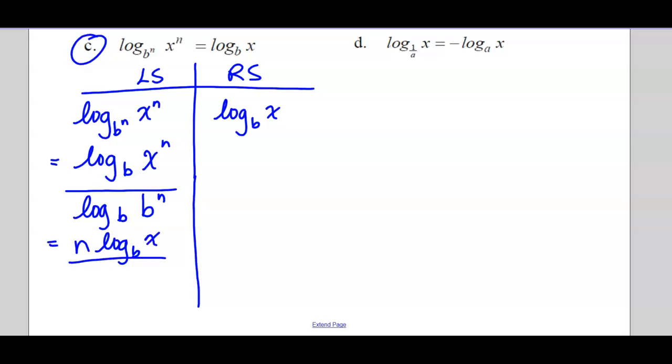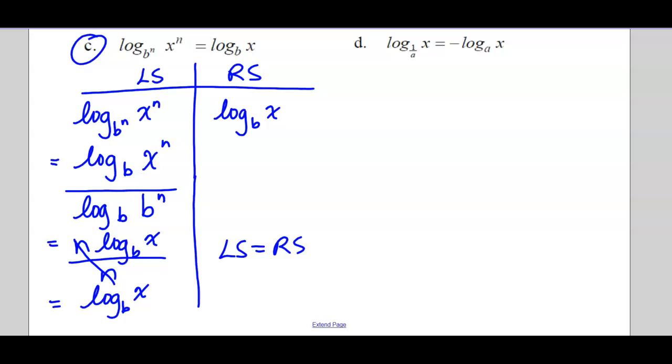Here, the power law as well, but we've got the base and the base of the exponent being the same. Remember, we did that yesterday. That's going to end up being n. So that one you can just do in your head. Then the n's divide out, and the left side equals the right side.